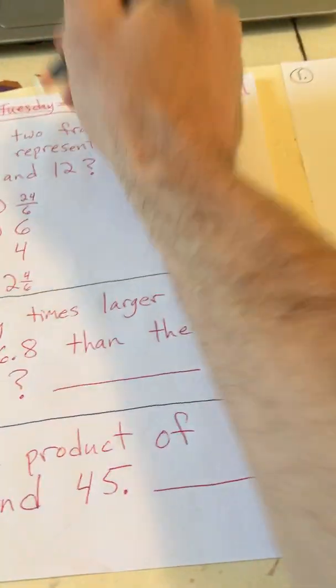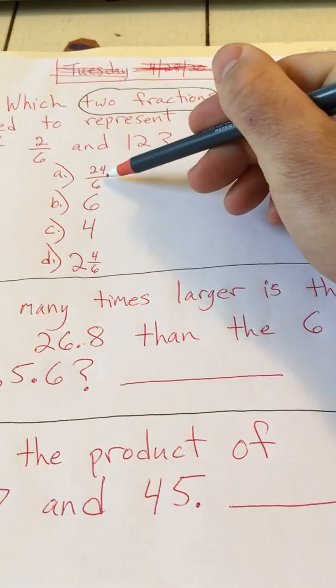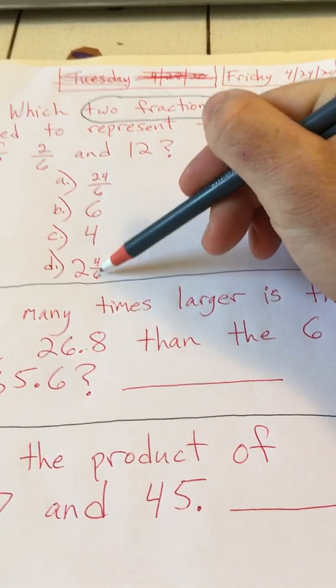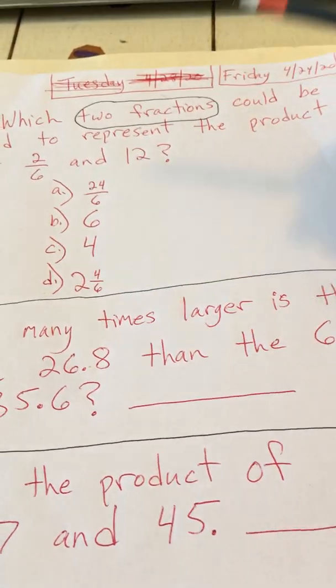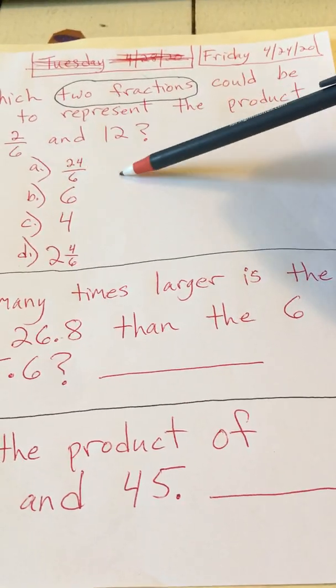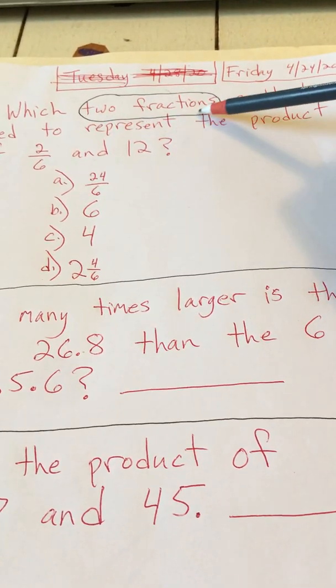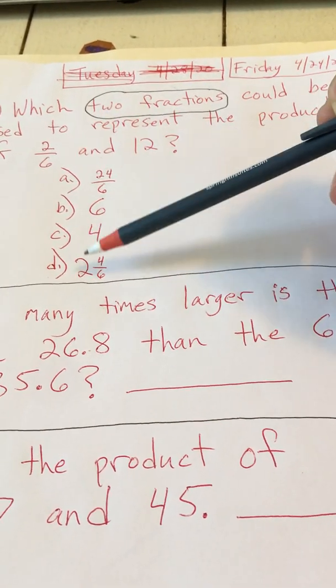Okay, which 2 fractions? So now I'm going to look here. There's only 1 fraction in each answer. So I need to choose 2 of these answers. Sometimes it'll say which 2 fractions, and then A will have 2 choices, so then you just need to choose 1. So when it asks you to choose more than 1 of something, you got to really look carefully at the answers. So it says to choose 2.